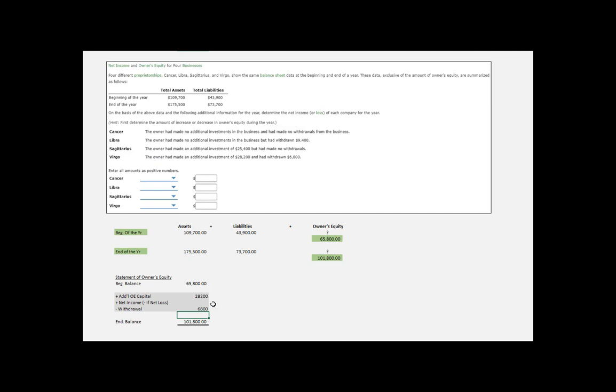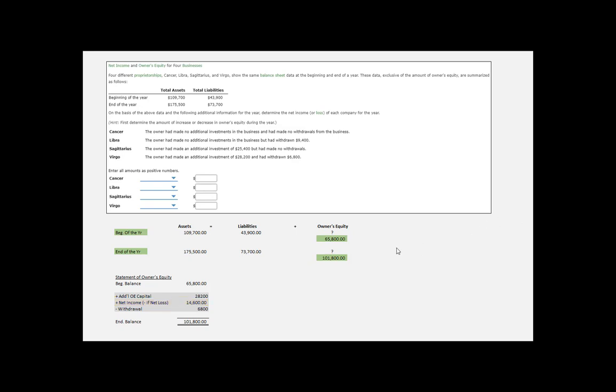So now we have populated every element of the statement of owner's equity except for net income or net loss. We can calculate this using an algebraic equation. Net income is ending balance minus beginning balance minus additional owner's equity capital plus withdrawal. The answer is $14,600.